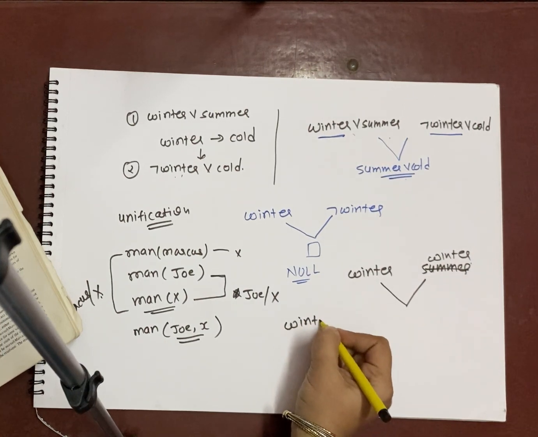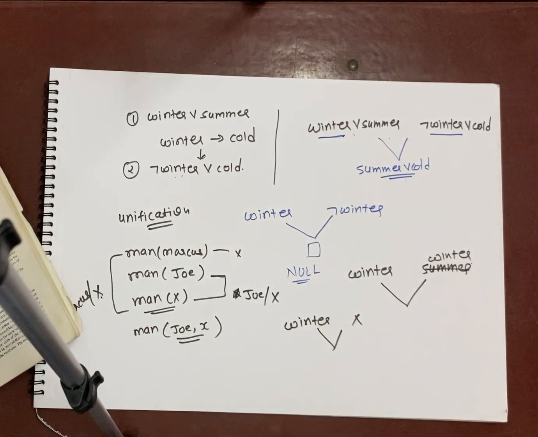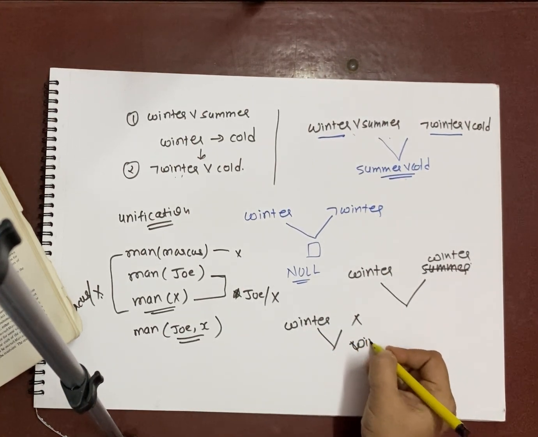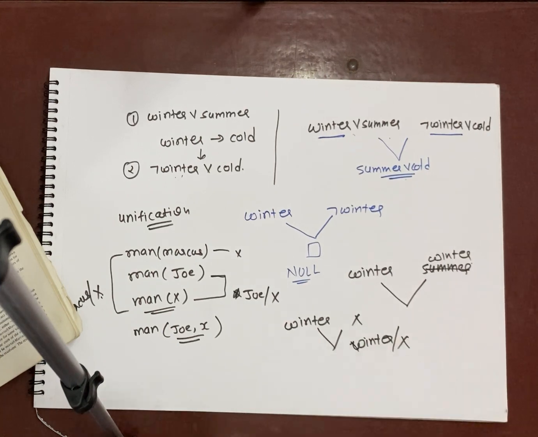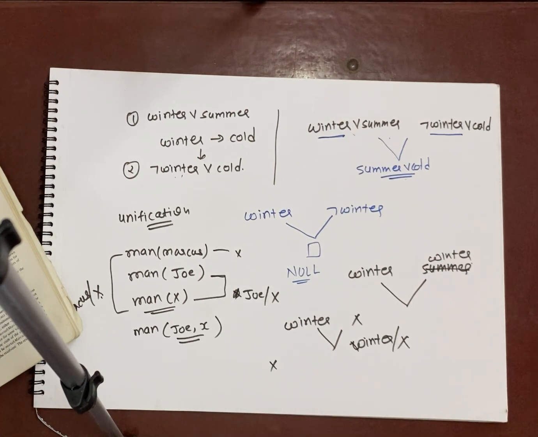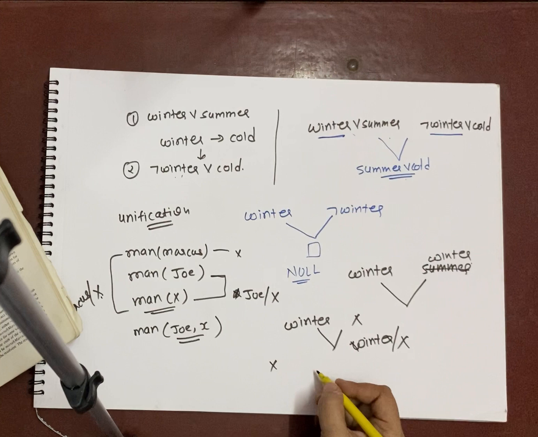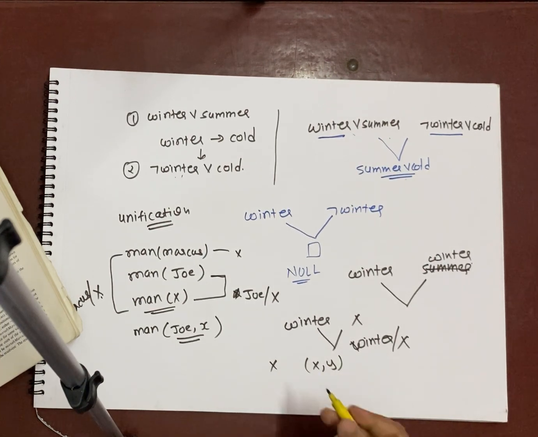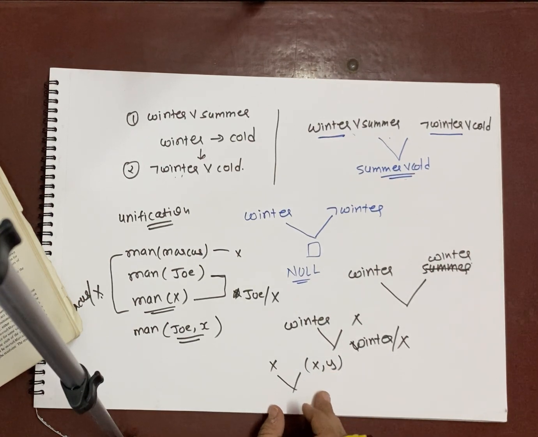If I am trying to unify winter with x, where x is a variable, unification is possible only when the value of x can be winter. Then unification is possible. Are you getting this? Suppose you have one variable x available and another is, let us say, x, y. Okay, and you try to unify them, then also unification is not possible because x is part of x, y. So replacement is not going to be possible. So in this case, unification will fail.